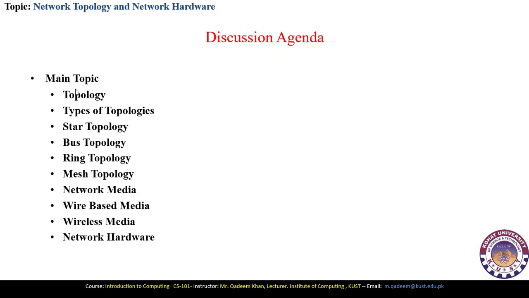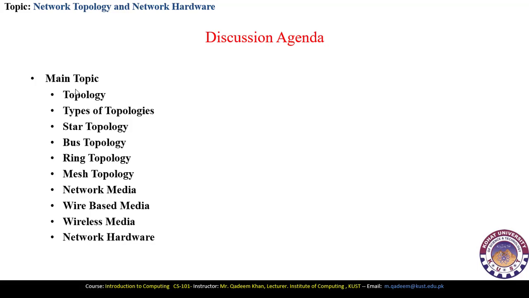These are the discussion topics here with us. It contains the topics of topology. First we will define the term topology. Then we have types of topologies in the networks. We have star topology, bus topology, ring topology and mesh topology. These multiple topologies are the structure of the networks.